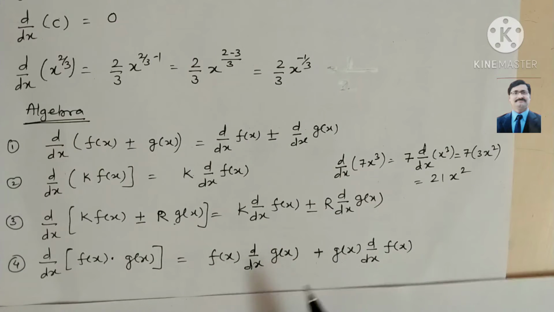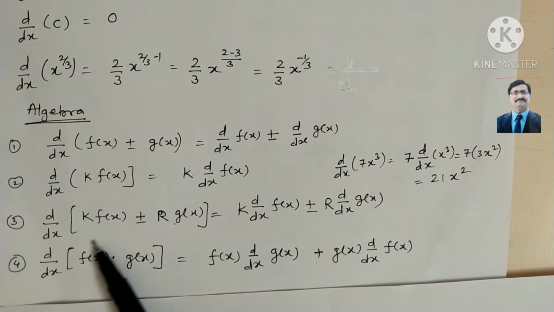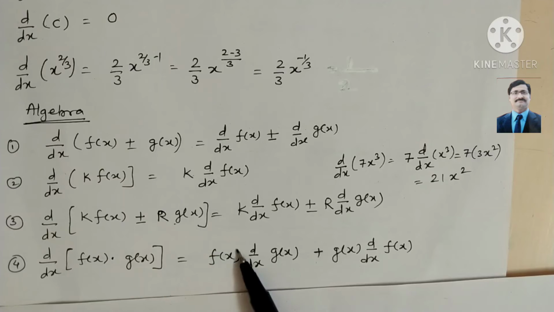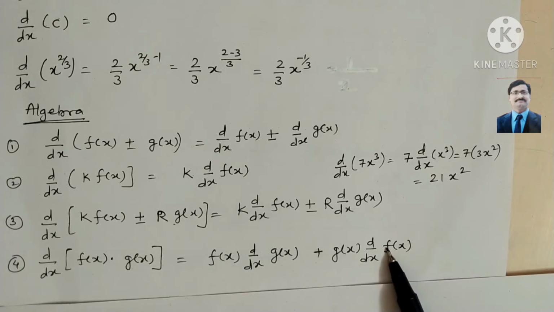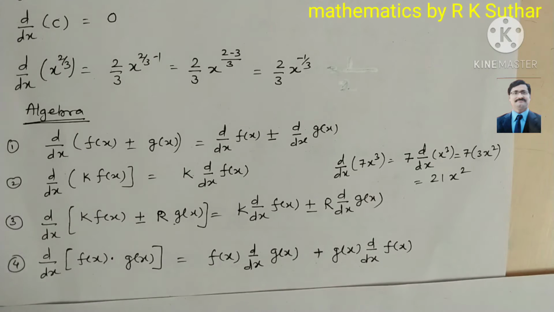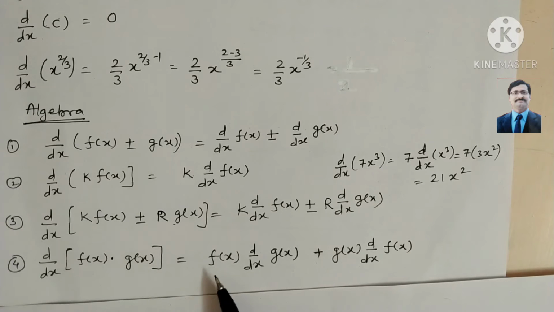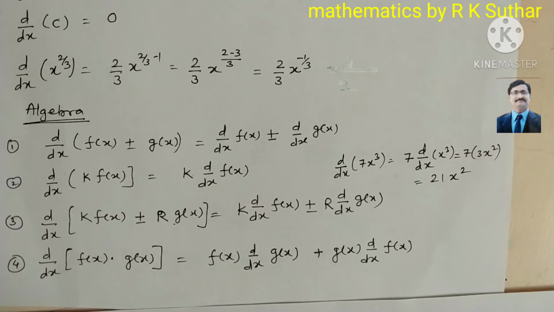Look here, if we have the multiplication case, d by dx of f(x) into g(x), then what we do in multiplication is: first we write f(x) as it is, and we do the differential of g(x), then plus g(x) as it is, and the differential of f(x). Or you can write first g(x) differential of f(x), and then f(x) differential of g(x). You can interchange also, there is no problem, and this is very important.